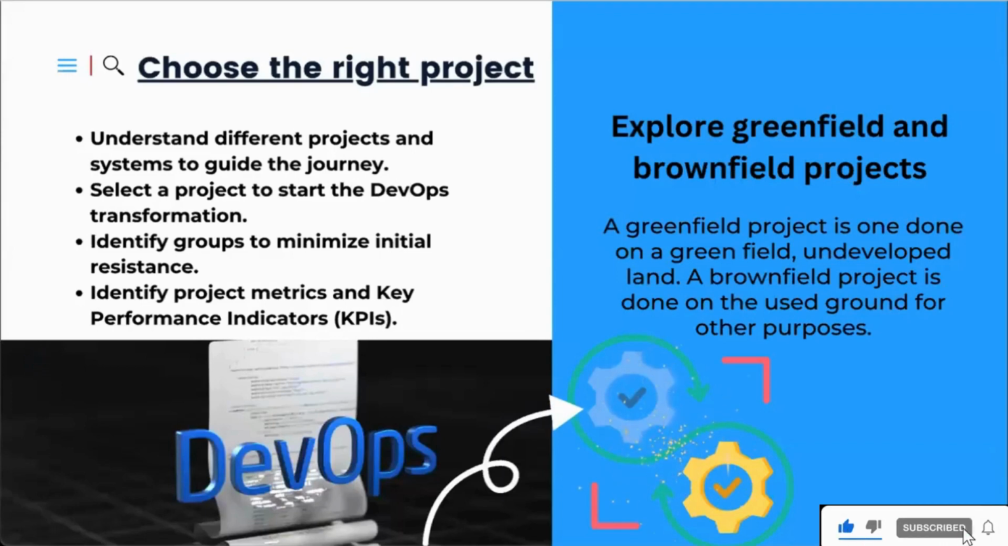So welcome back to the AG-400 course, and we will start the Azure DevOps. Our next topic is how we are going to choose the right project. You have to understand different projects and systems to guide the journey. Select a project to start the DevOps transformation. Identify groups to minimize initial resistance. Identify project metrics and key performance indicators, KPIs.